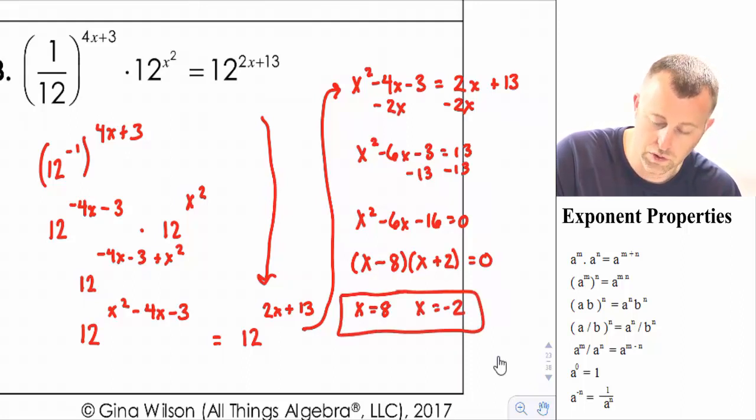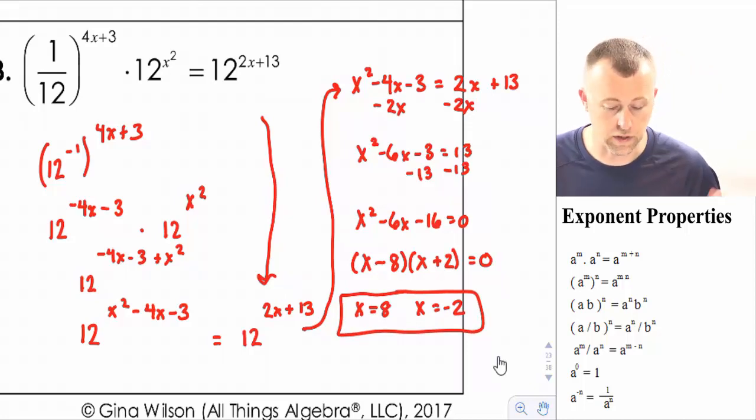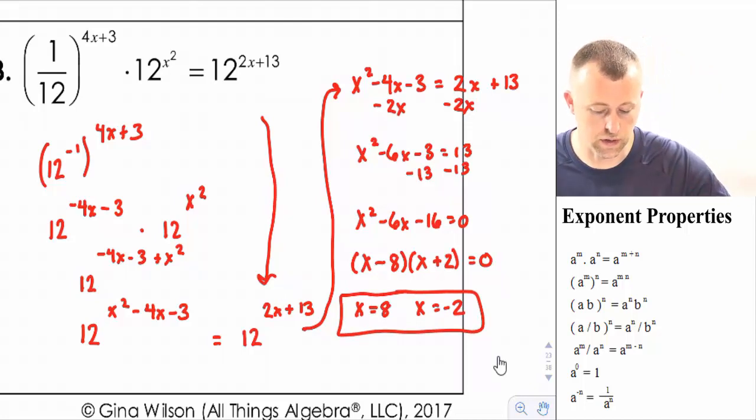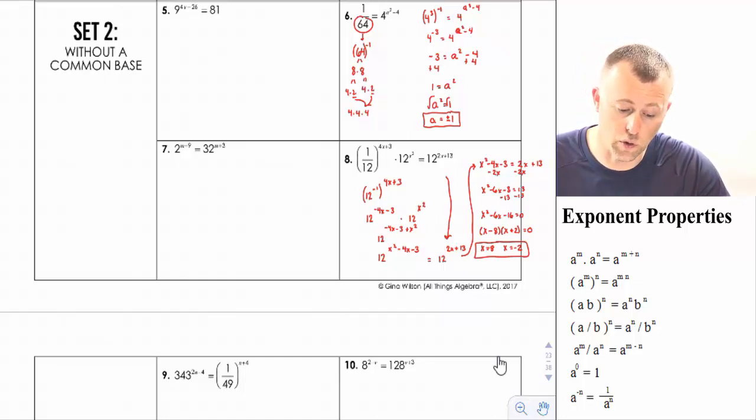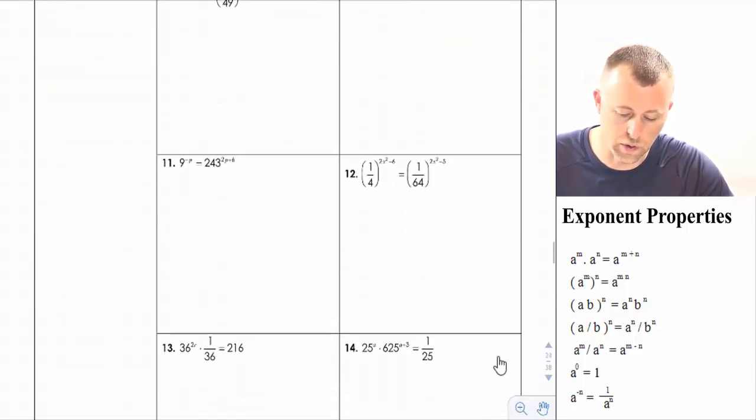And again, both those answers are going to be answers because I don't have any extraneous solutions on these. So anyway, that's again set 2. That's if you don't have a common base, that's how you would handle that.